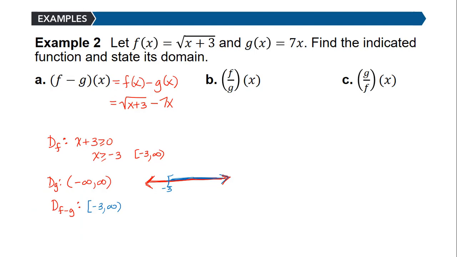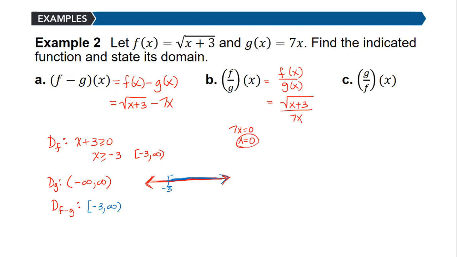F divided by g of x is defined to be f of x divided by g of x, which is just rewriting these functions in place of the appropriate numerator and denominator. We would have the square root of x plus 3, all divided by 7x. So we take the intersection of those domains, which we just found is negative 3 to infinity, but then we have to exclude where the denominator is equal to 0. So 7x is equal to 0 at x is equal to 0.